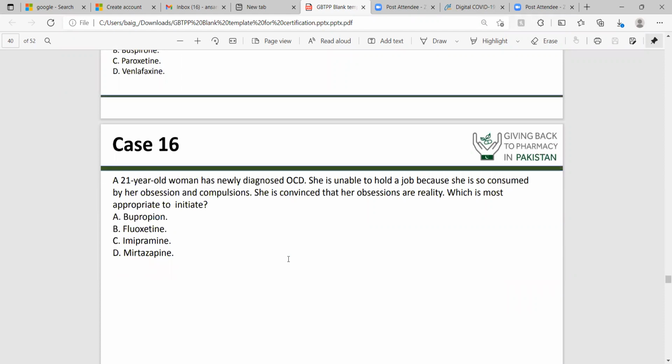Next question is a 21-year-old woman has newly diagnosed OCD. She's unable to hold a job because she is also consumed by her obsession and compulsion. She's convinced that her obsessions are reality. Which is most appropriate to initiate? In this case, the best option is option B, again, that is SSRI, that's the first line agent.